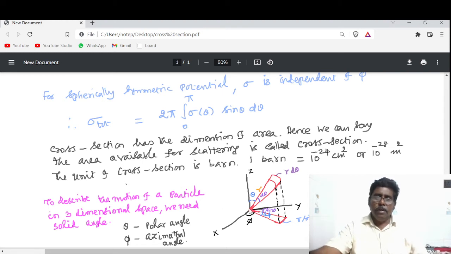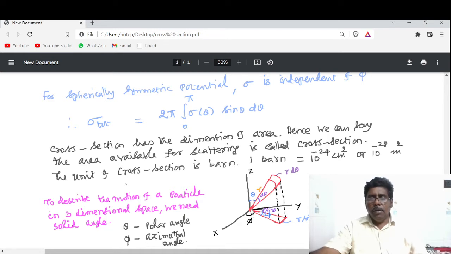See here, this is XYZ, a three-dimensional plane. The position of the particle is represented by the position vector r, and the position vector r makes an angle theta with this z axis. So this is called as polar angle. The value of polar angle is varying from 0 to pi. That means 0 to 180 degree.